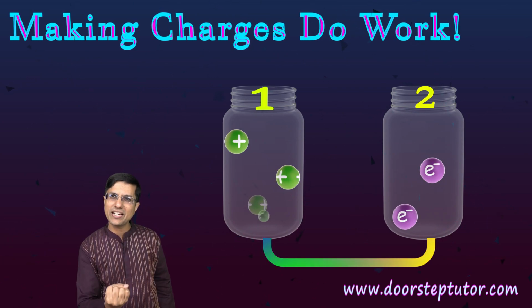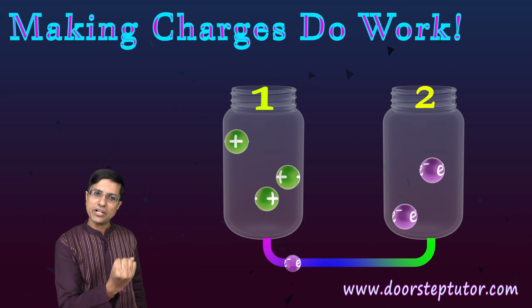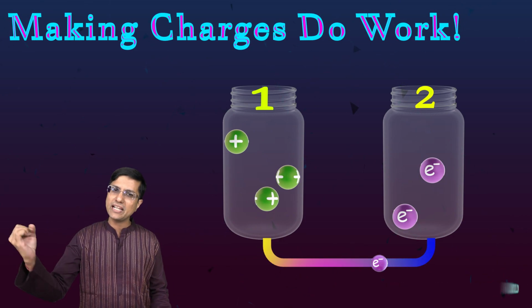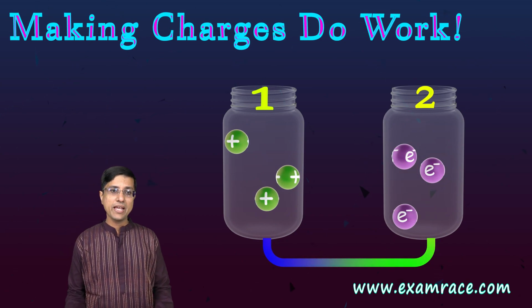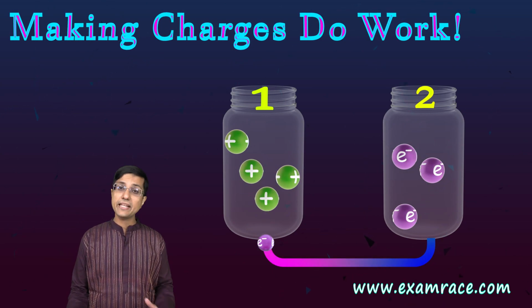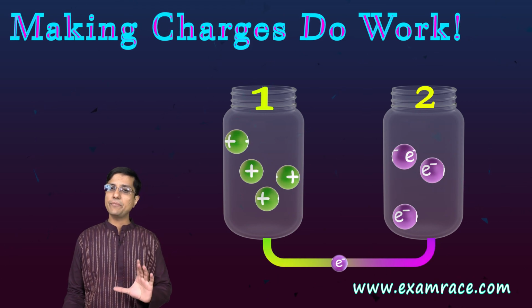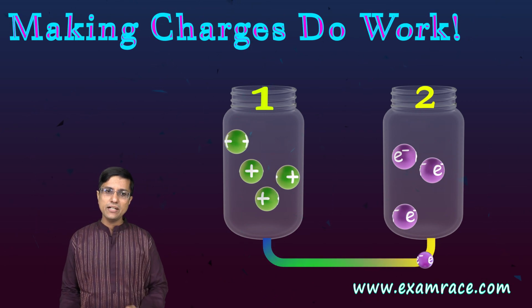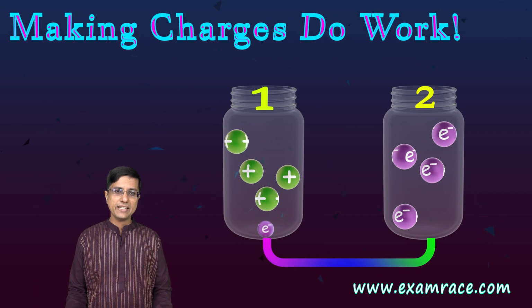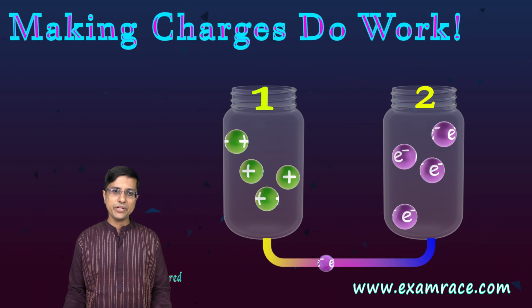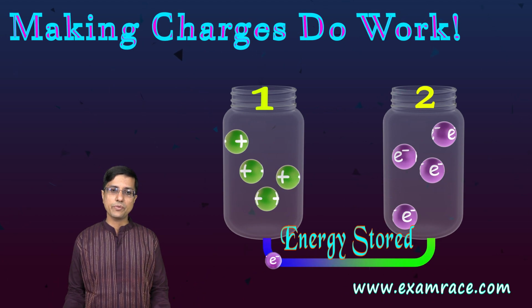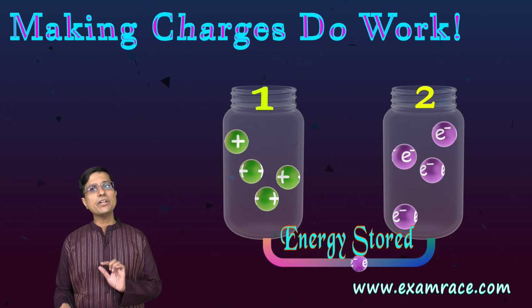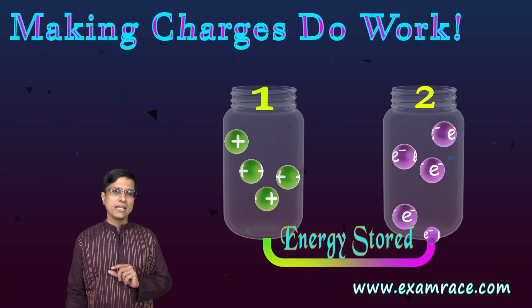Similarly, the third electron, I would really need to pull it hard from jar 1 and push it really hard into jar 2. So slowly and gradually, I would be spending more and more energy as I am taking away the electrons from jar 1 and putting them into jar 2. The key thing I want you to understand is that when I am doing this charge separation, I need energy. So there is a need of energy in this process. This is the first thing that we need to understand.